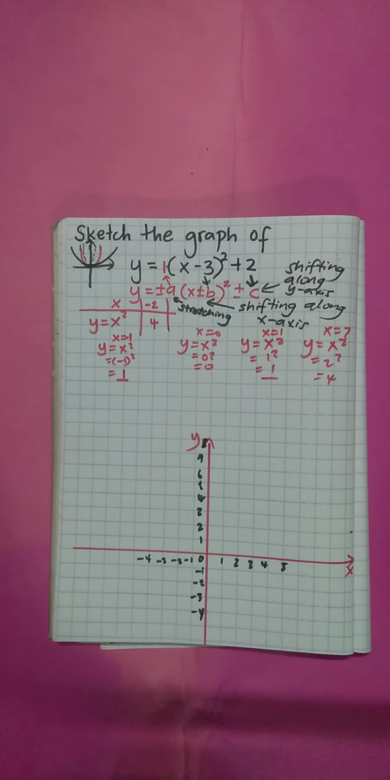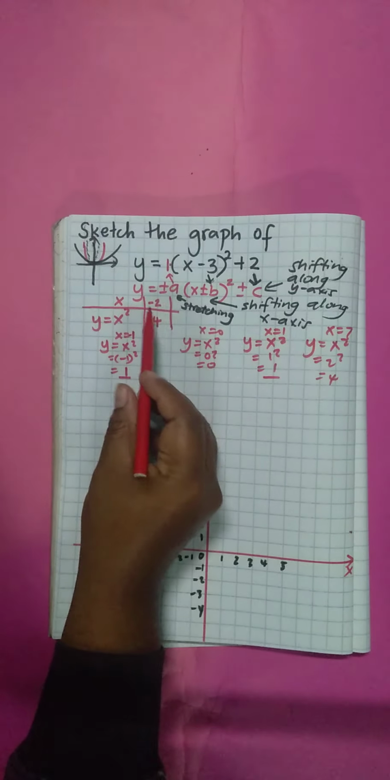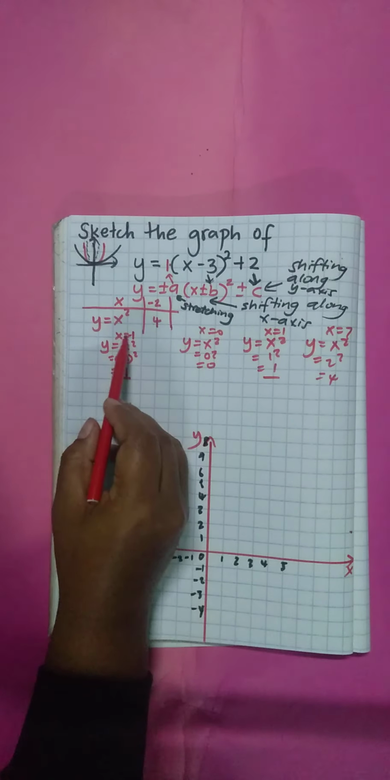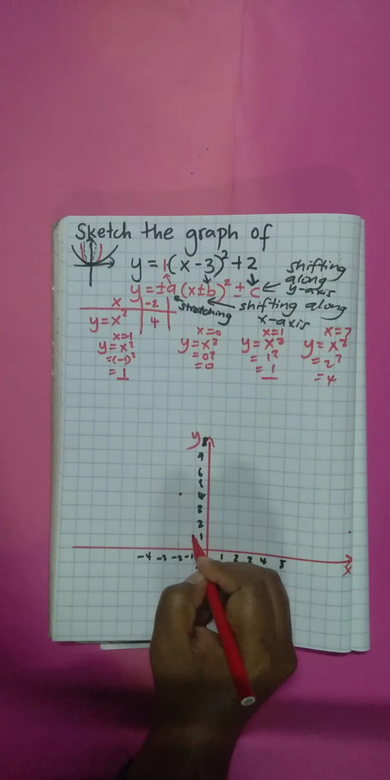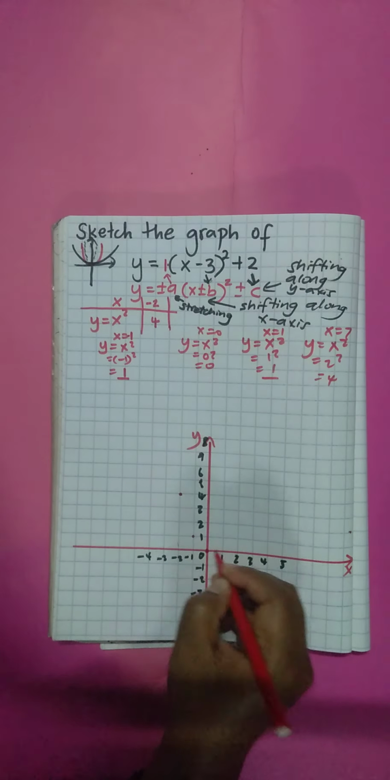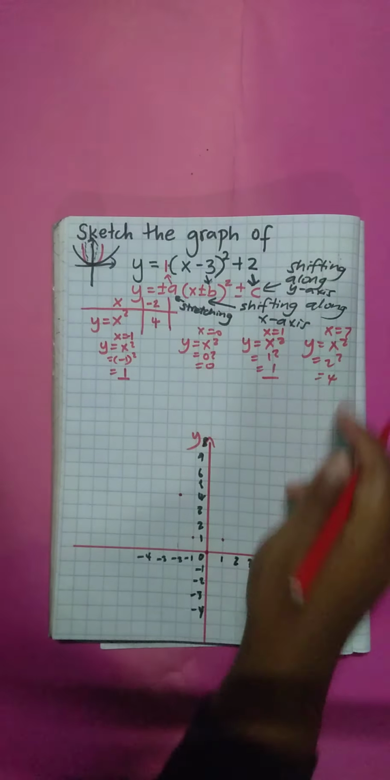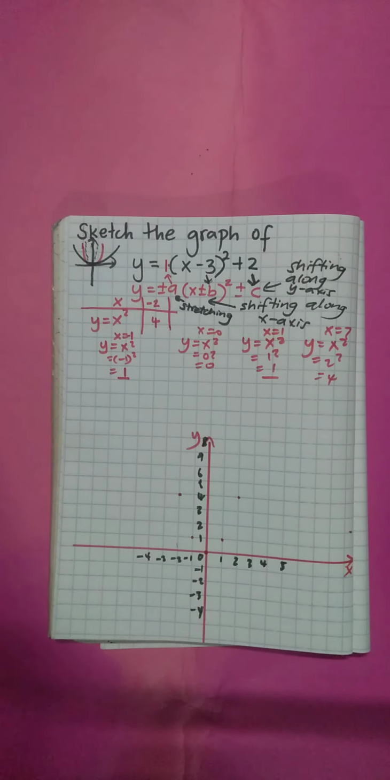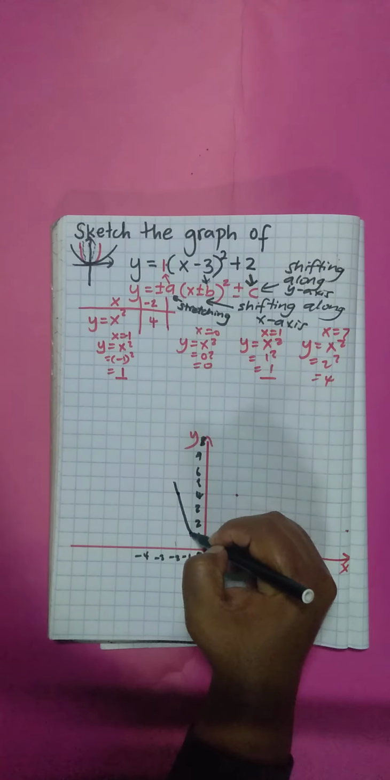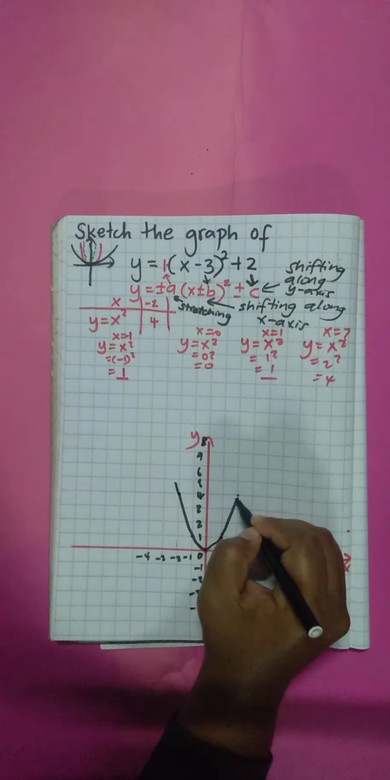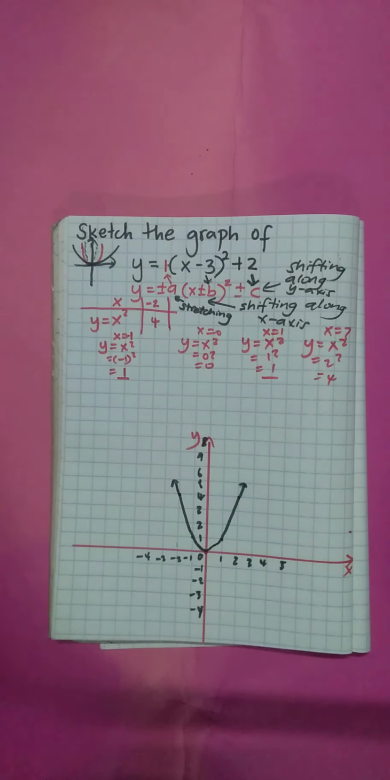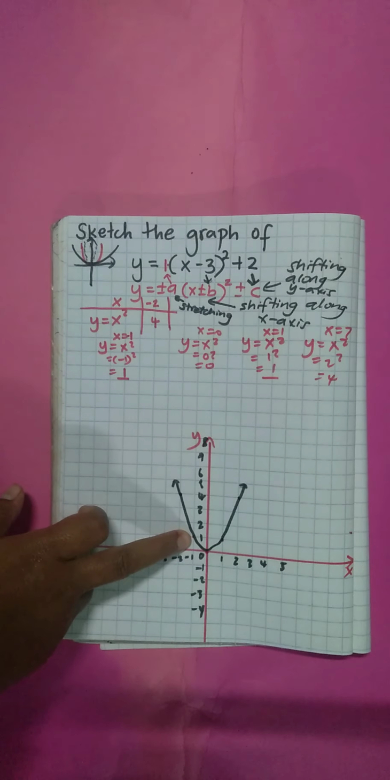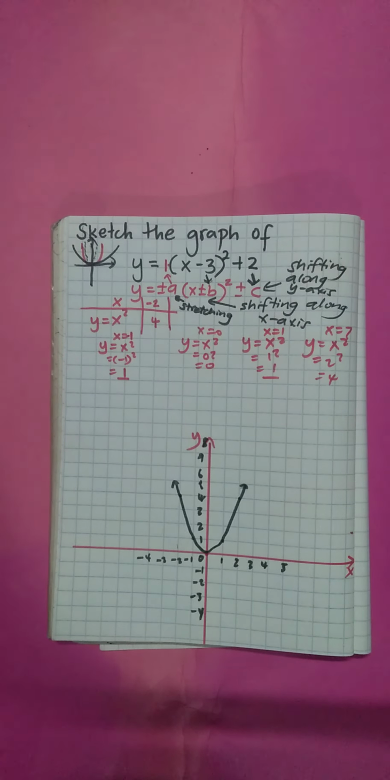So you can see we have some coordinates there, and we'll be plotting those coordinates. -2, 4. So where's -2, 4? -2, 4 is there. Then -1, 1 there. 0, 0, the origin. 1, 1. And the last one is 2 and 4. Then we can join all these points. So this is our graph of y equals x squared. When we sketch quadratic graphs, we always start with this one, y equals x squared, then we will do the stretching and shifting after that.